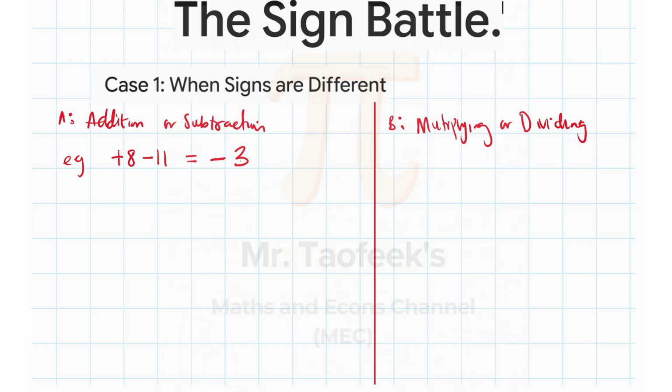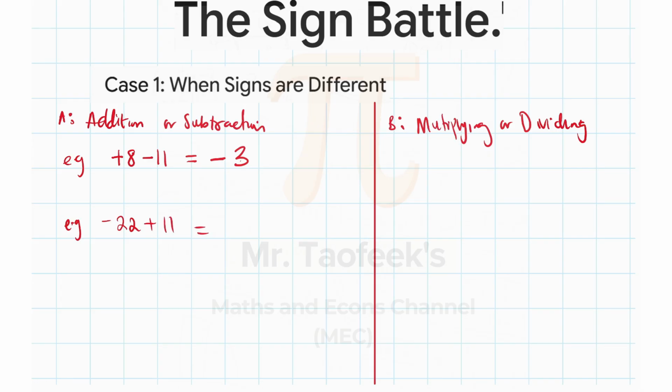So the first step is to forget about the signs and just subtract the numbers. Anytime you're working with different signs and you're adding or subtracting, forget about the signs, subtract the numbers, big minus small, that gives you 3, and then look at which is the bigger number and what sign is attached to it, and that's your answer. Another example: minus 22 plus 11.